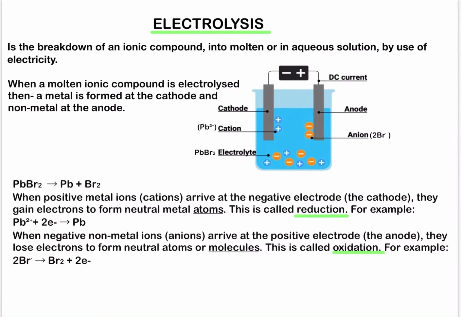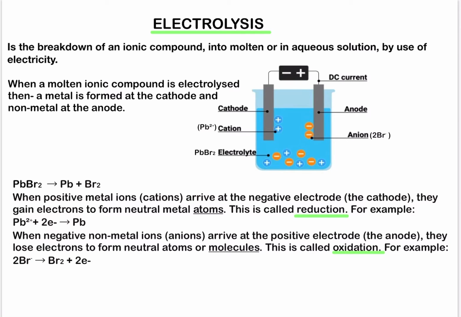Today we're going to study electrolysis. Electrolysis is the breakdown of an ionic compound, molten or in aqueous solution, by use of electricity. When a molten ionic compound is electrolyzed, a metal is formed at the cathode and a non-metal at the anode.